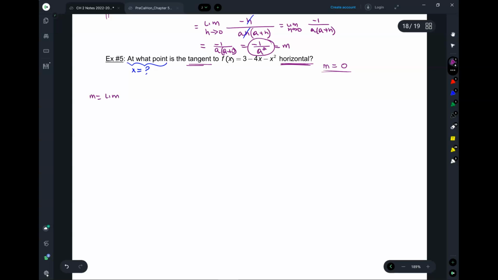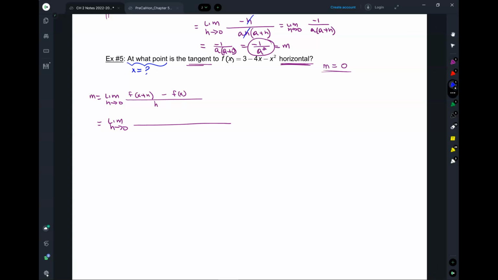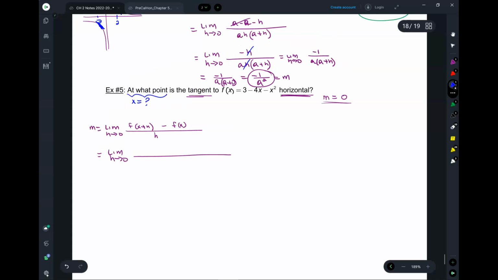Slope is the limit as h approaches 0 of f of x plus h minus f of x over h. We want the slope to be 0, so we have to find the slope and set it equal to 0. This is going to be a longer problem.